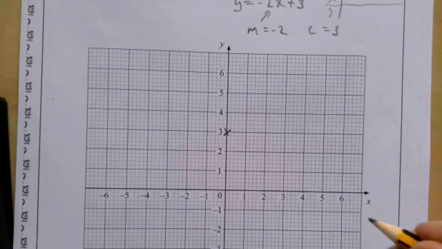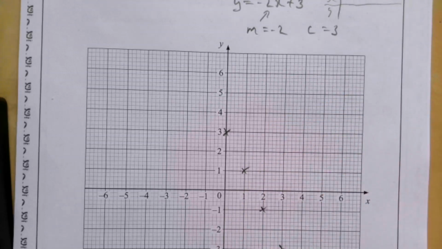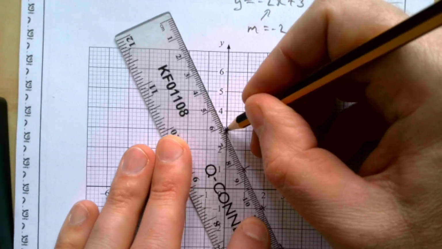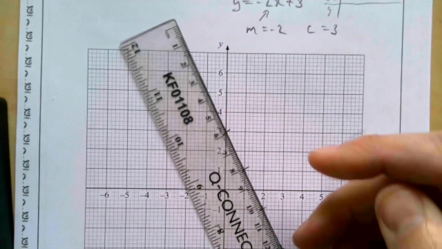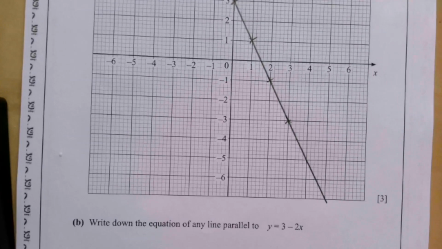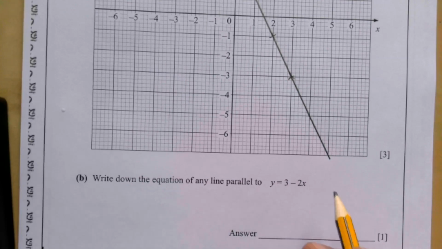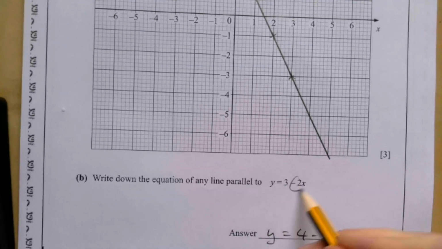I know it crosses at 3, and a gradient of minus 2 is across 1 down 2, across 1 down 2, across 1 down 2. Make sure your line goes all the way through the grid that they've given you. That's our line there. Write down the equation of any line parallel to y equals 3 minus 2x. So anything with the same gradient, for example, y equals 4 minus 2x, would be parallel because the gradient is the same for there and there.